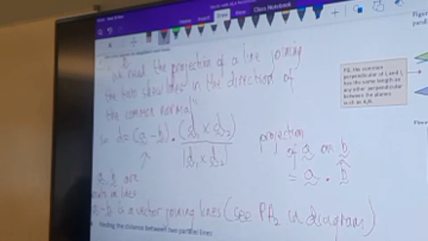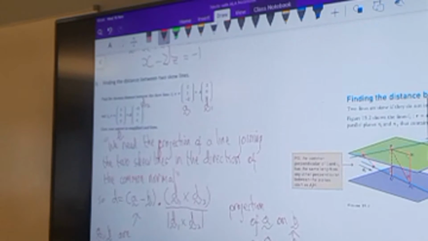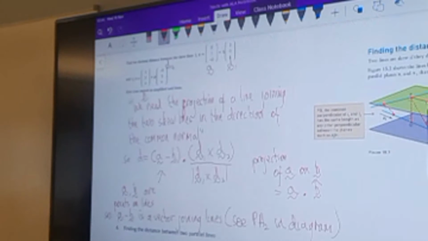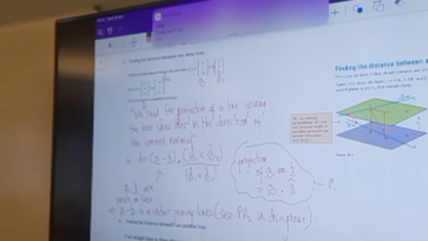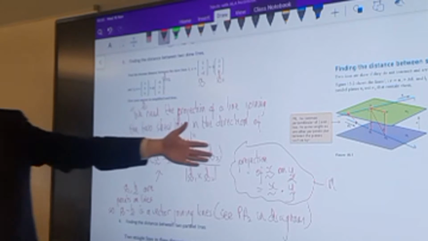Yeah. So I put that: A and B are points on the line. I'm not projecting a point on a point. Oh, sorry, this is in general. In general, I mean, okay, I'll change those. That's just a general thing.